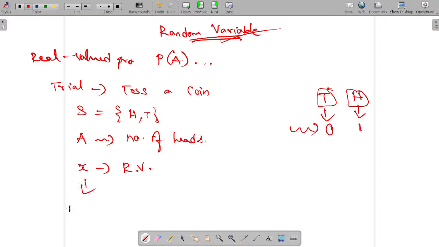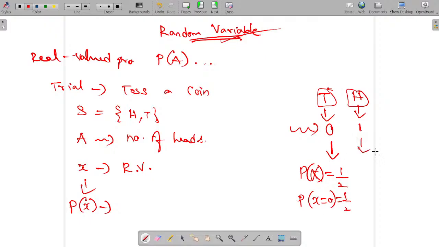To this X we will assign the probability value P of X. So in case the random variable in my problem is 0, okay, when this 0 comes, if the tail turns up, what's my probability of getting a tail? 1 by 2, right. But I'll not write this as P of T. Instead, I'll write this as P of X is equal to 0 is equal to half. Over here, probability of getting one head, so this will be 1 by 2. So P of X is equal to 1 is equal to half.